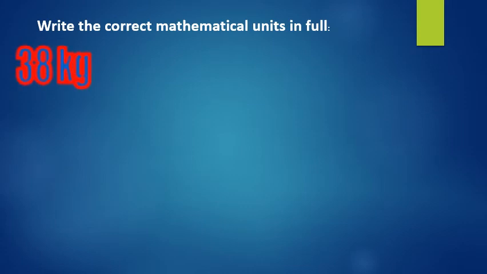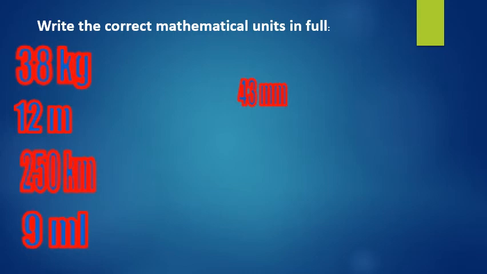Write the correct mathematical unit in full. 38 kg, 12 m, 250 km, 9 ml, 43 mm, and 4 degrees Celsius. Well, that looks difficult, but let's see how you did. Maybe you can help me.